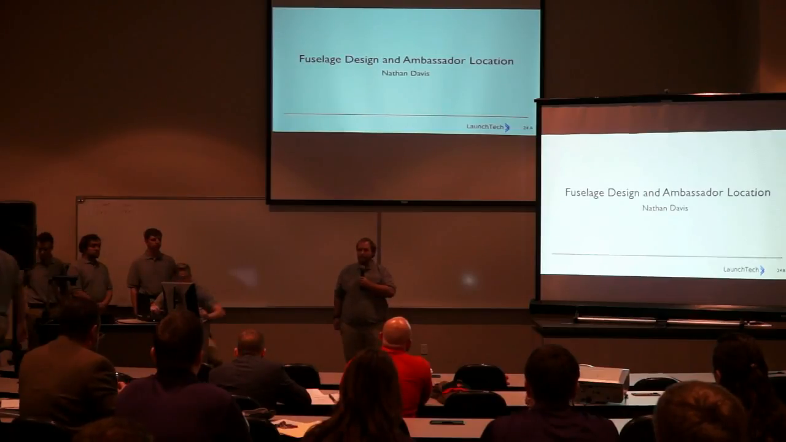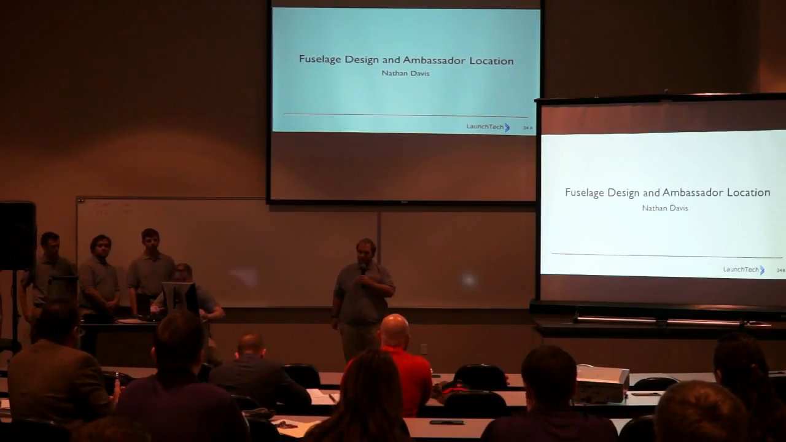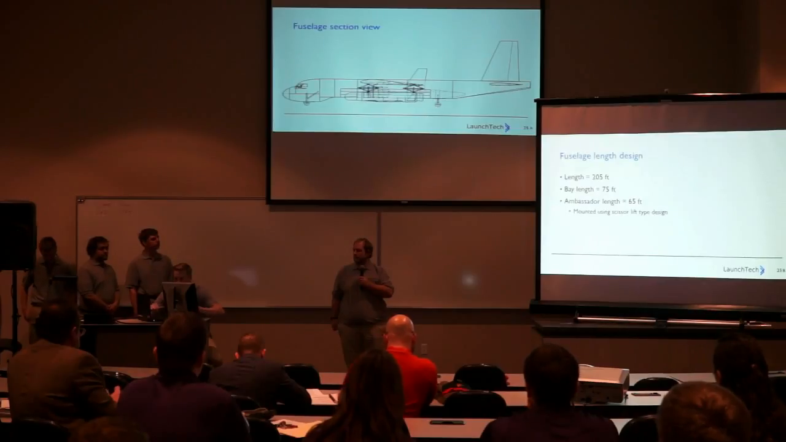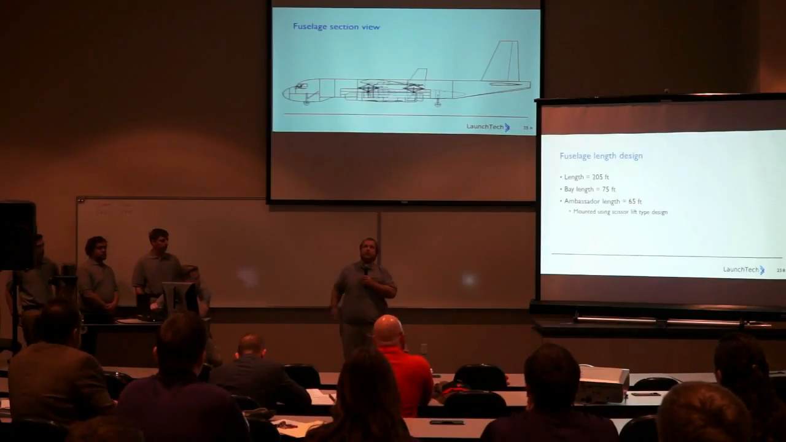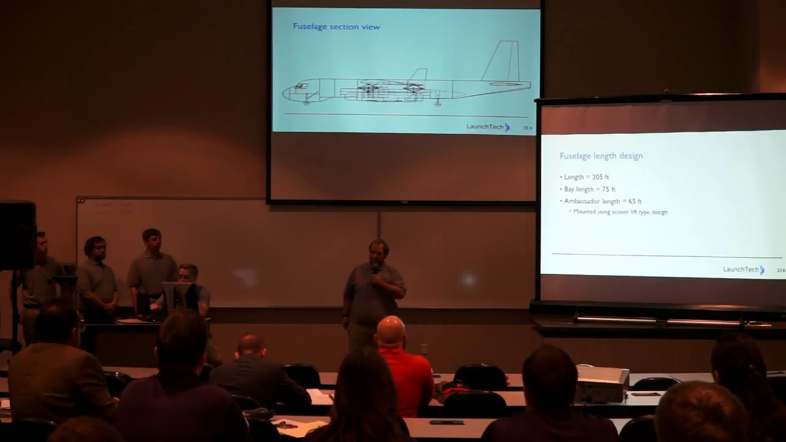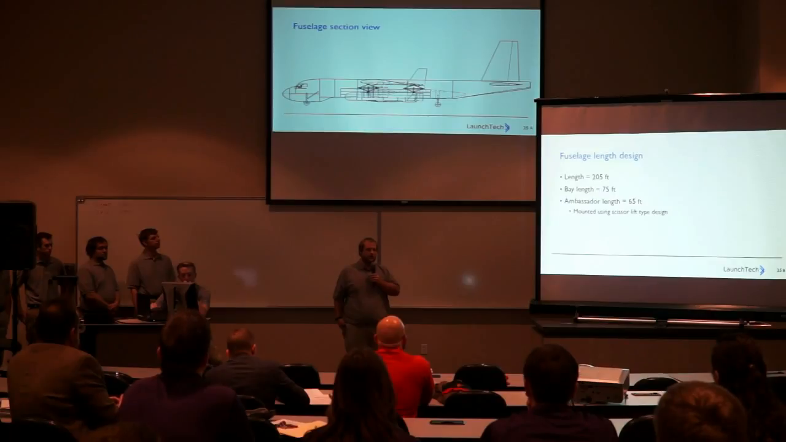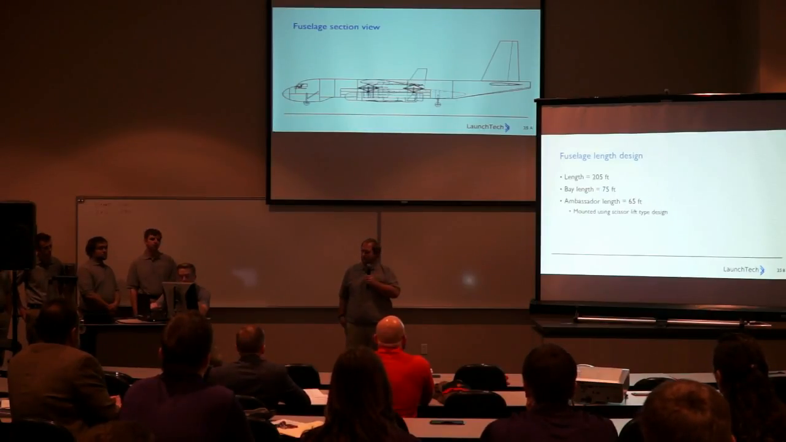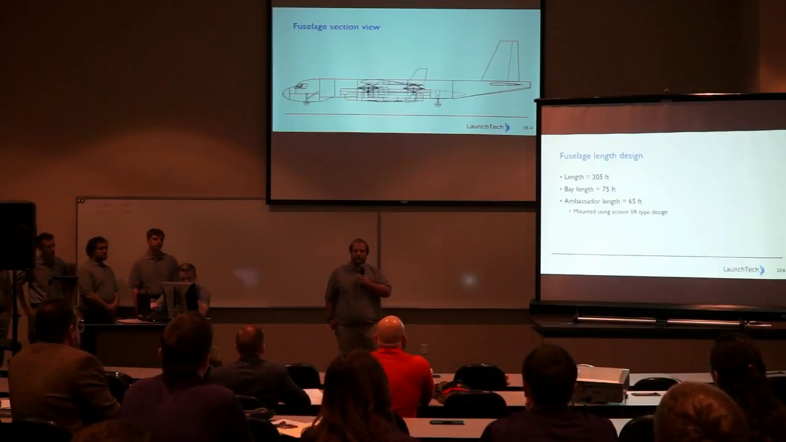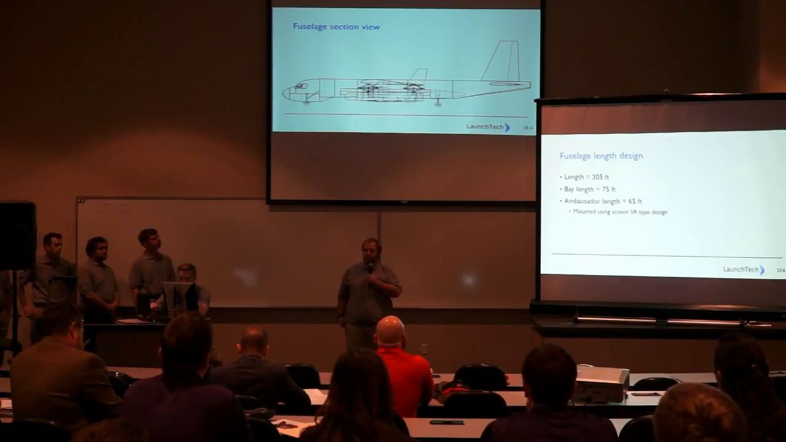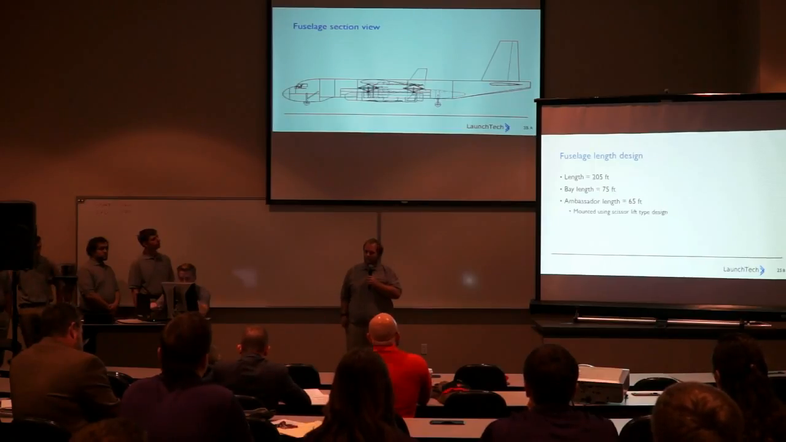Hello, my name is Nathan Davis, and I'll be presenting fuselage design and ambassador location. If you look on the primary screen, you will see a side view of the PT-1 with the ambassador housed inside it. The PT-1 is 205 feet long, as Derek mentioned, and the bay which holds the ambassador is 75 feet long. The ambassador itself is 65 feet long and sits in the middle of the bay, giving approximately 5 feet of clearance longitudinally on either side.